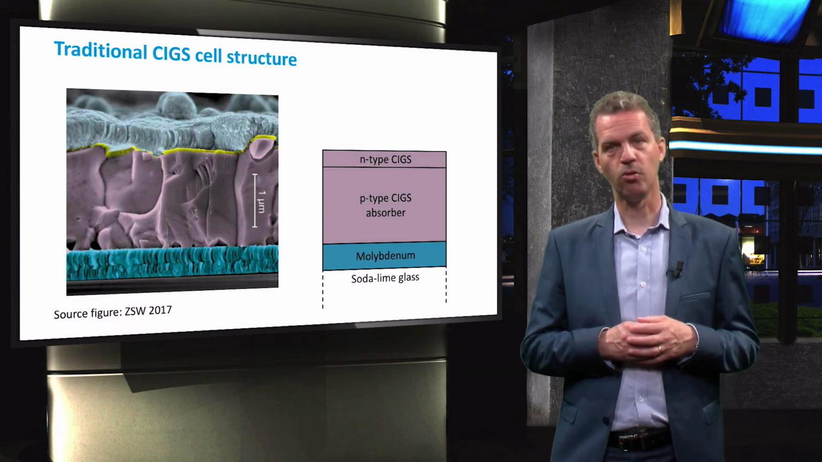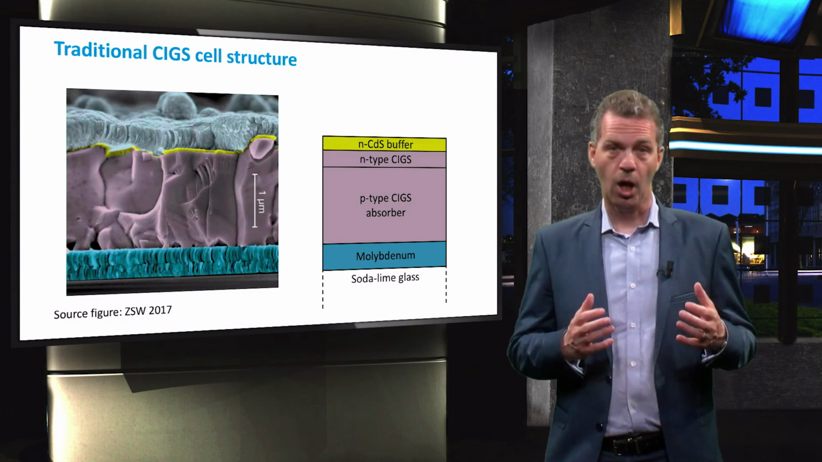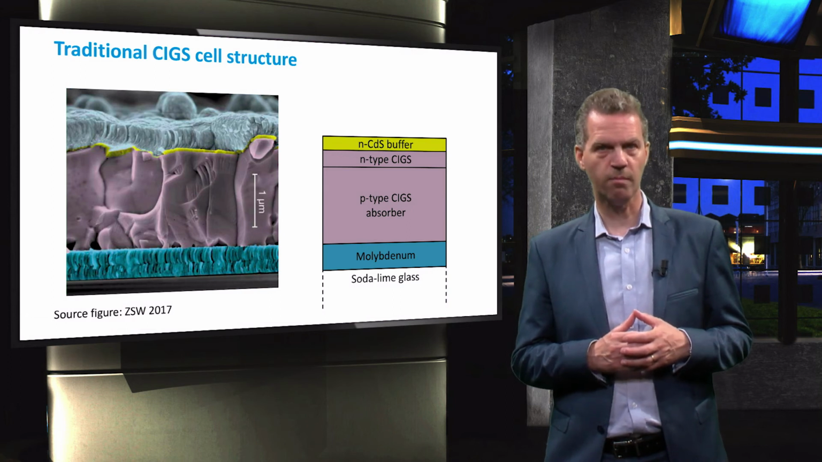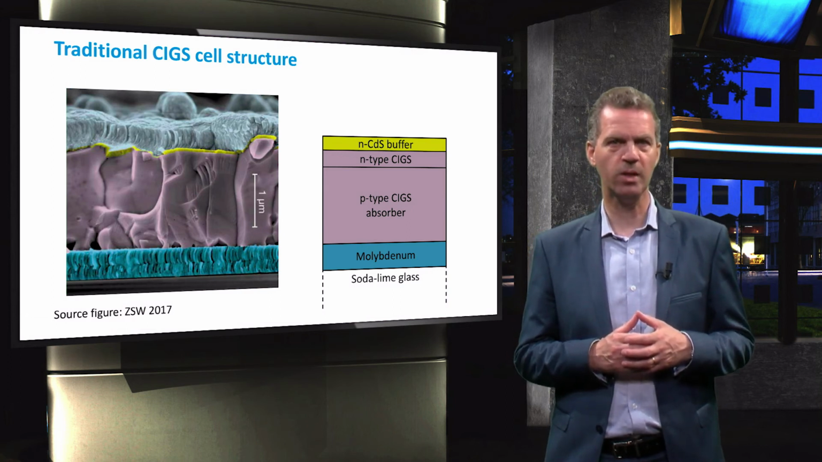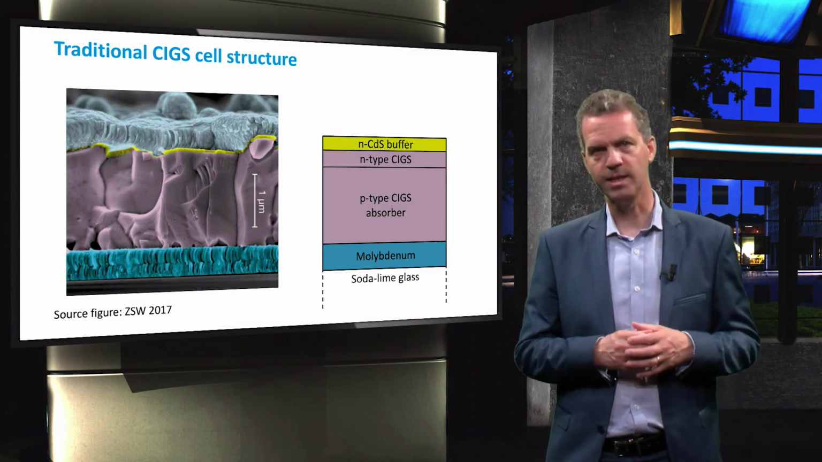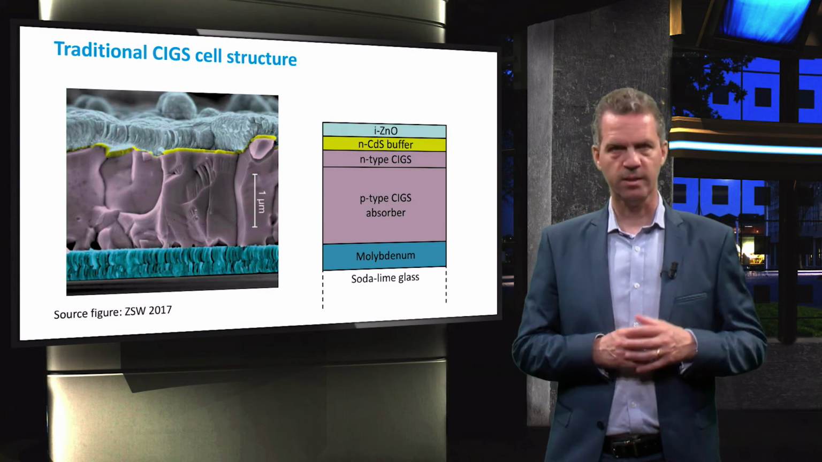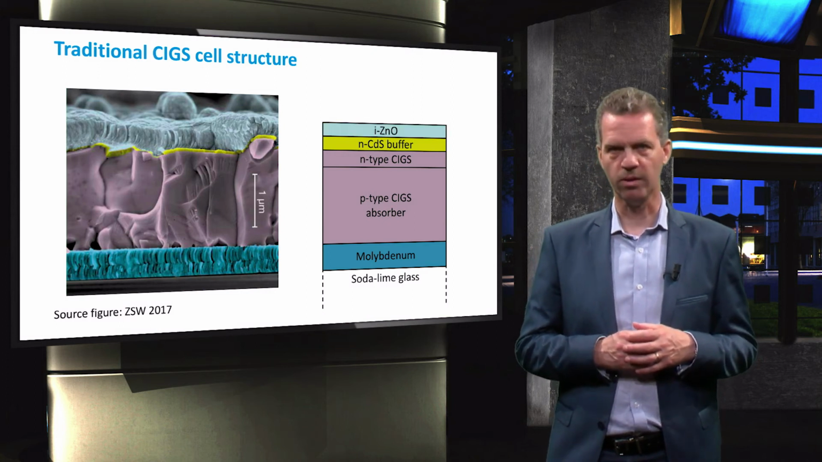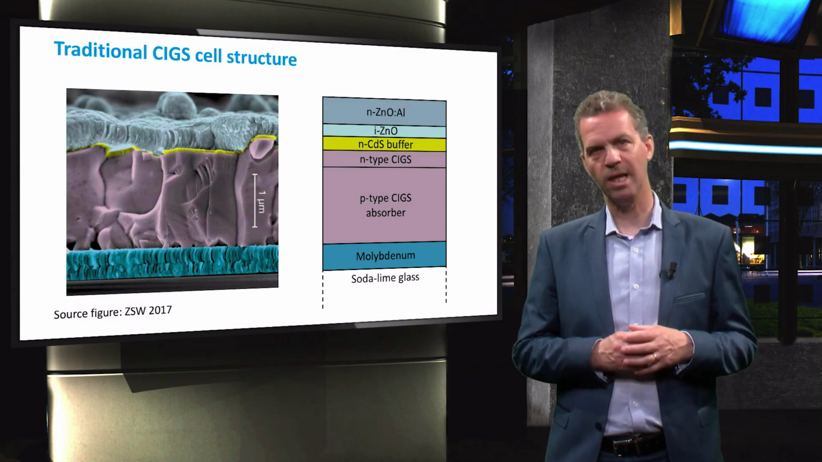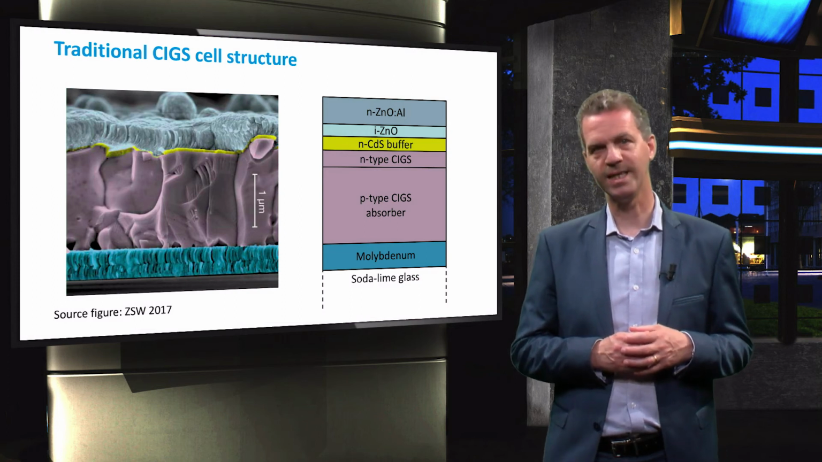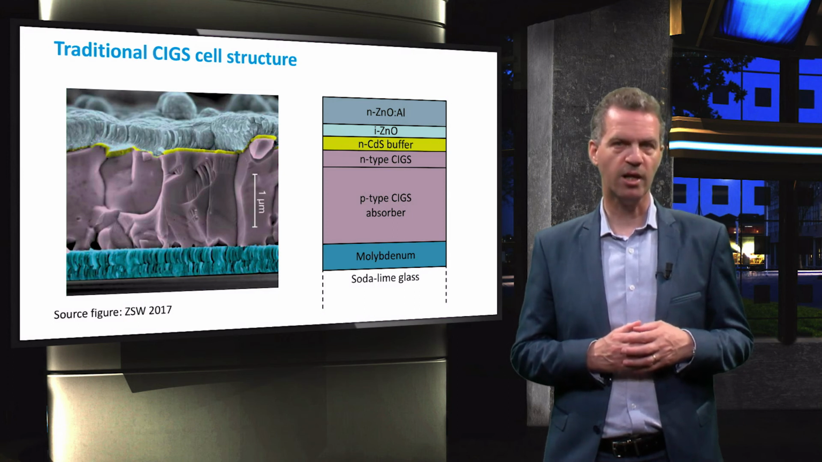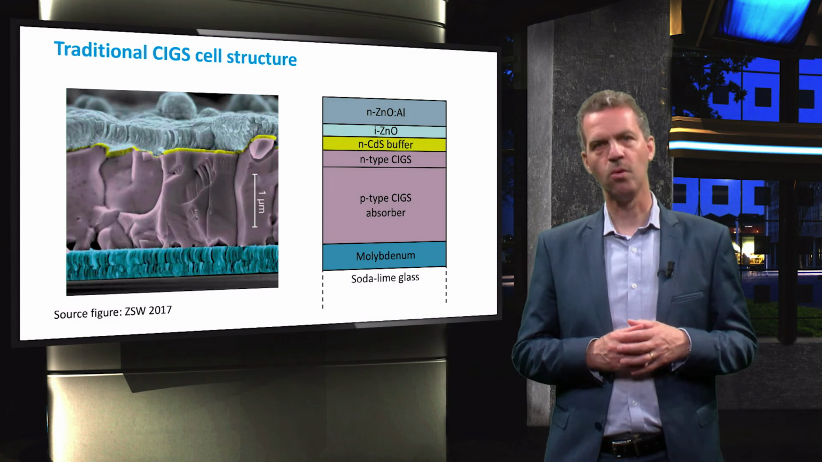This forms a so-called buried junction. A cadmium sulfide buffer layer of about 50 nanometers is deposited on top of the absorber layer to provide lattice matching between the CIGS and the transparent conductive oxide layer, or TCO layer. This TCO layer starts with a thin layer of intrinsic zinc oxide to reduce lateral shunts, followed by a thicker n-type aluminium-doped zinc oxide, or AZO layer. Together, they form the transparent front contact of the CIGS solar cell, which is also referred to as the window layer.